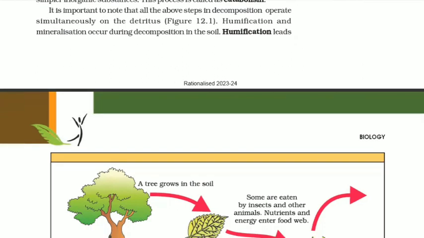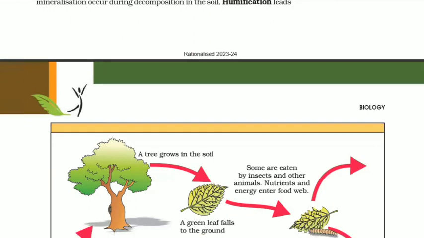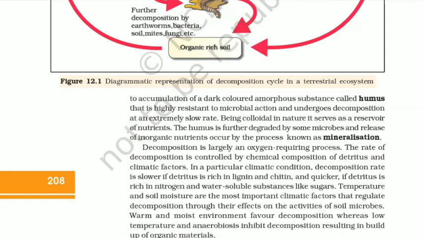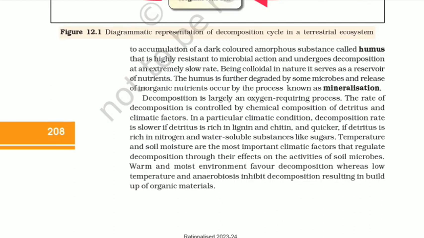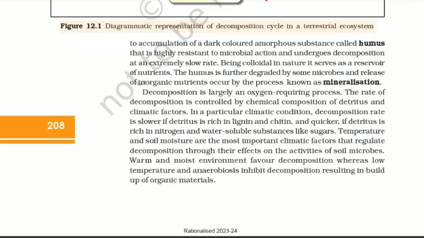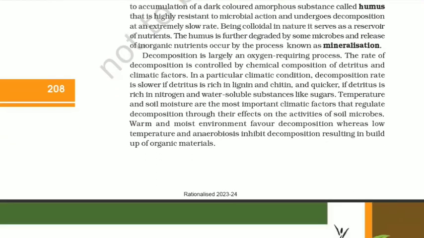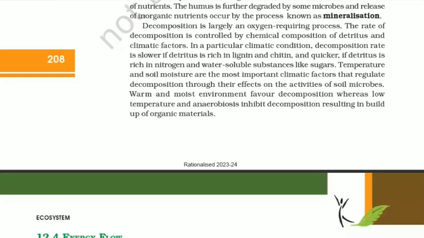It is important to note that all the above steps in decomposition operate simultaneously on the detritus. It is shown in figure 12.1. Humification and mineralization occur during decomposition in the soil. Humification leads to accumulation of a dark colored amorphous substance called humus that is highly resistant to microbial action and undergoes decomposition at an extremely slow rate. Being colloidal in nature, it serves as a reservoir of nutrients. The humus is further degraded by some microbes and release of inorganic nutrients occurs by the process known as mineralization.